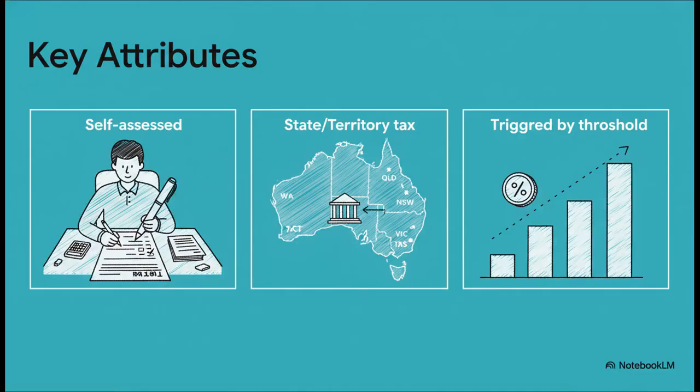So, just to recap, there are three key things to keep in mind. 1. It's up to you, the employer, to assess and pay it. 2. It's a state and territory tax, not a federal one, which means the rules can vary depending on where your business operates. And 3, it's all about that wage threshold. If your total wages are below it, you don't have to pay.